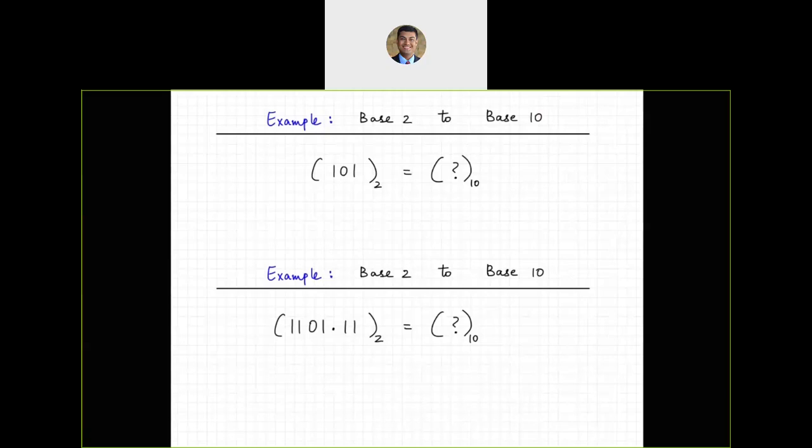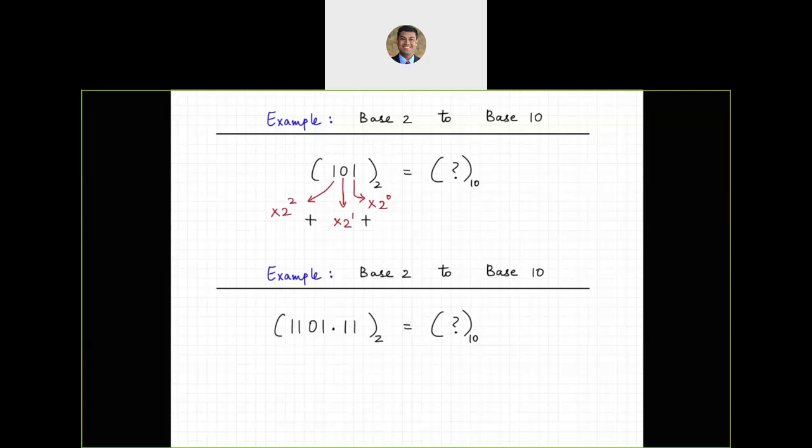The first thing is, I'm claiming that this number 101 is a base 2 number, a binary number. Is it? Yes, it is, because it has symbols that are zeros and ones. How do I convert to base 10? All I have to do is take this 1, multiply it with 2 raised to 0, take this 0, multiply it with 2 raised to 1, take this 1, multiply it with 2 raised to 2, and add them up.